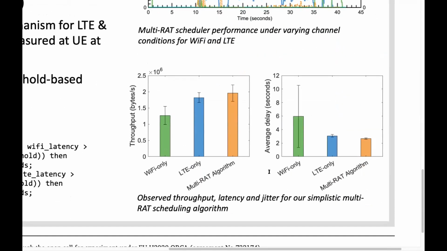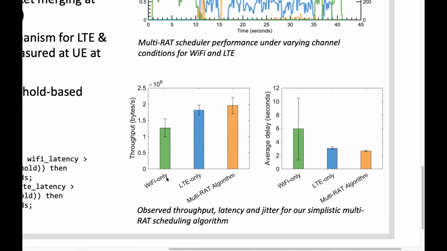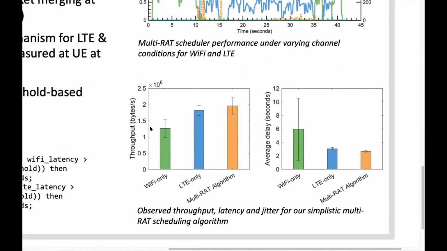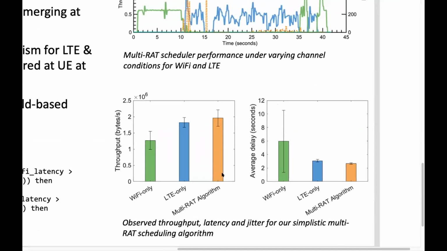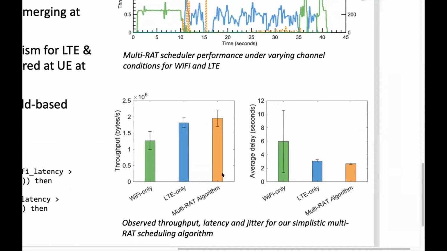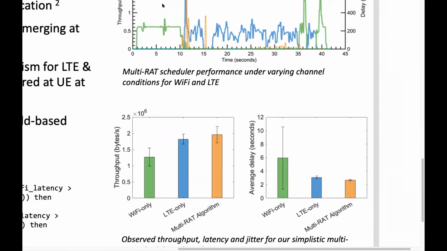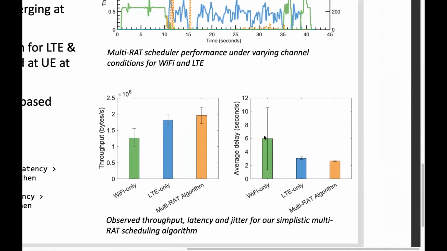In terms of numbers, you can see the observed throughput, latency, and jitter for the different experiments here. In Wi-Fi only, we had a throughput of about 1.3 megabytes per second, and LTE was a little bit higher, almost 2. But with the multi-rate scheduling algorithm, we were able to achieve a higher throughput because we switched the link once it was degraded. And the same for the delay. And most important here is the jitter.